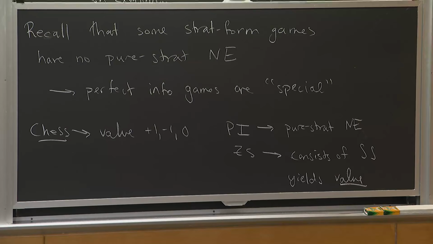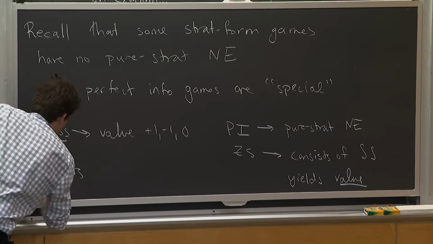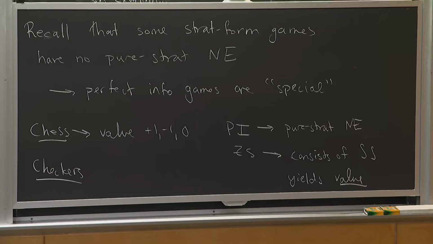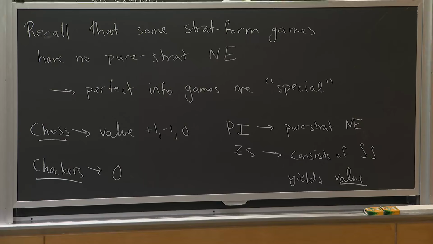In checkers, we do know, right? So what's the value of checkers? Anyone know? Yeah? The first player has 1. No, I think it's actually 0. I think in checkers, if people play optimally, it ends in a tie. Though there may be different variants of checkers, so I have to check that. But I think in standard checkers, it always ends in a tie.